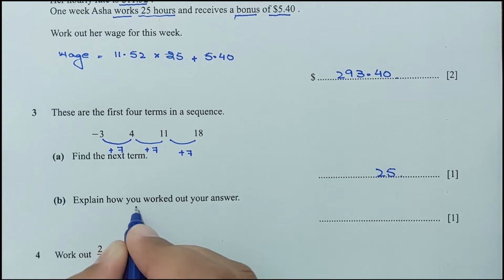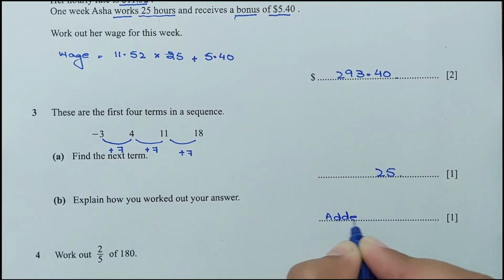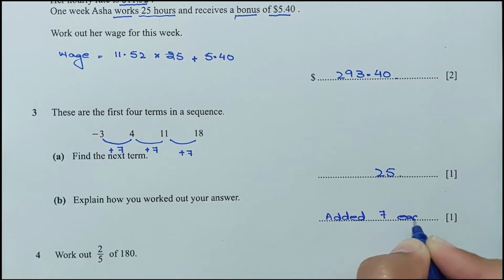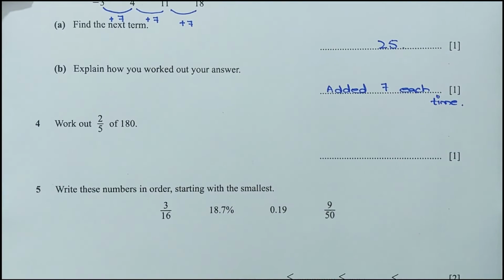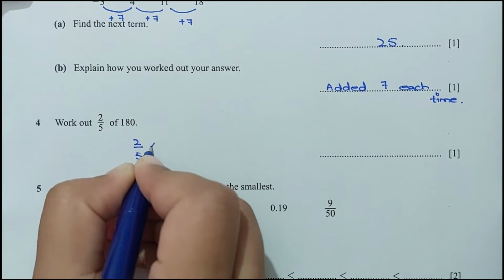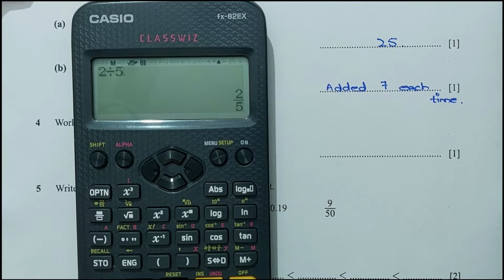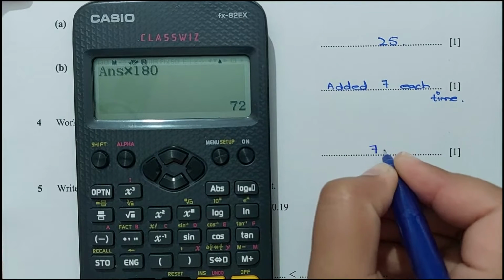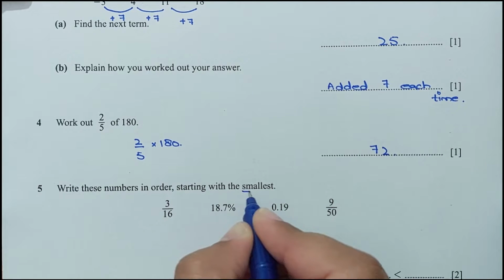Now for part B, explain how you worked out your answer. So how we worked out the answer is we added 7 each time to get the next term. That is the rule. Question number 4, work out 2 by 5 of 180. So 2 by 5 times 180 is 72.